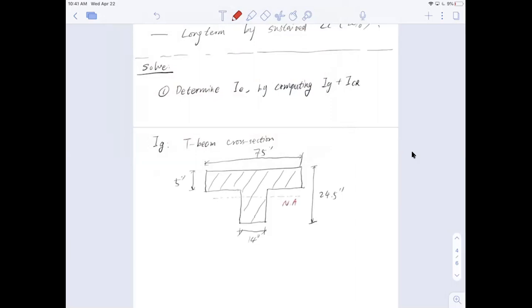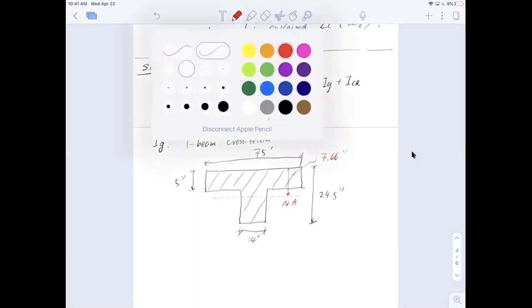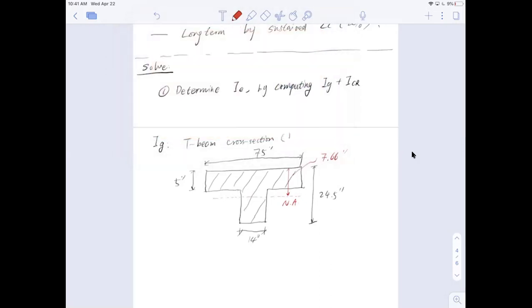And the distance from the top fiber, that is 7.66 inches. But be careful, when I show the section like this and calculate my neutral axis, I'm assuming this is a positive bending moment. This is for positive moment.